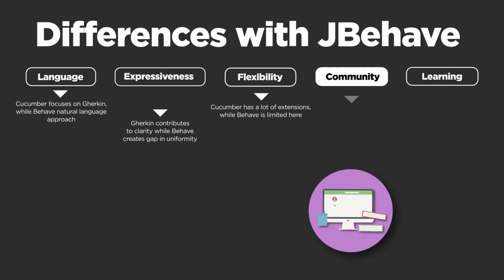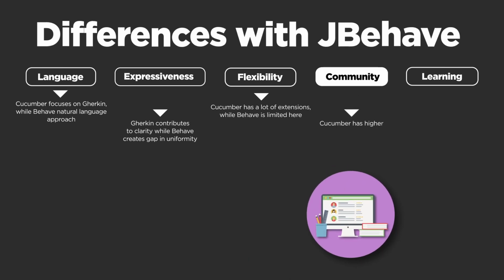Cucumber has a large and active community, contributing to extensive documentation and a wide range of online resources. While JBehave also has a community and documentation, it might not be as extensive or widely adopted as Cucumber. This could potentially mean fewer resources and community-driven plugins.